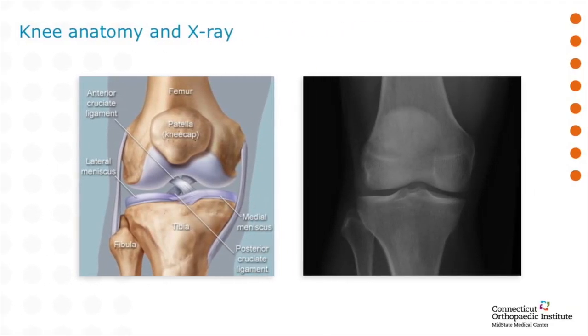Now, I just wanted to show you what that looks like on X-ray. So on the left side, you have a healthy looking knee, and on the right side, you have an X-ray of that same healthy looking knee. And the thing that I see most importantly is a beautiful space between the thigh and shin bones. That means that this patient has no arthritis.